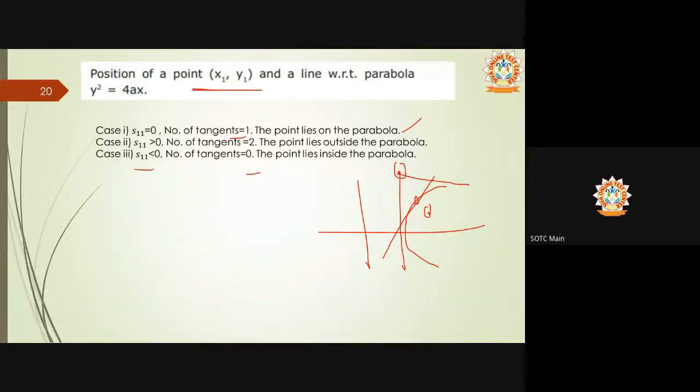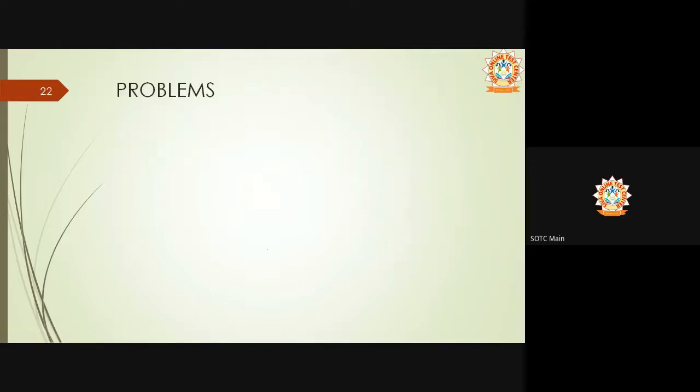So let us move to the problems. The question: find the vertex, focus, directrix, axis, and latus rectum. These directrix, axis, latus rectum are equations, so we need the equation of directrix, equation of axis, equation of latus rectum. Here the parabola is given in the form y square minus 4x minus 4y is equal to 0.